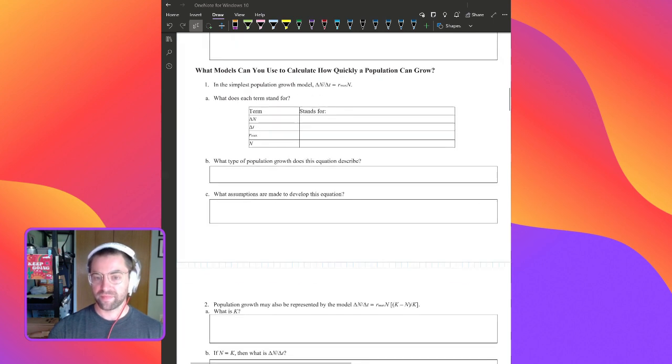All right. What models can you use to calculate how quickly a population can grow? In the simplest population growth model, delta N over delta t equals r max times N. What do these terms stand for? So delta N is our change in the number of individuals. This is the change in the entire population. Delta t is the time interval, unit time, during which the change occurs.